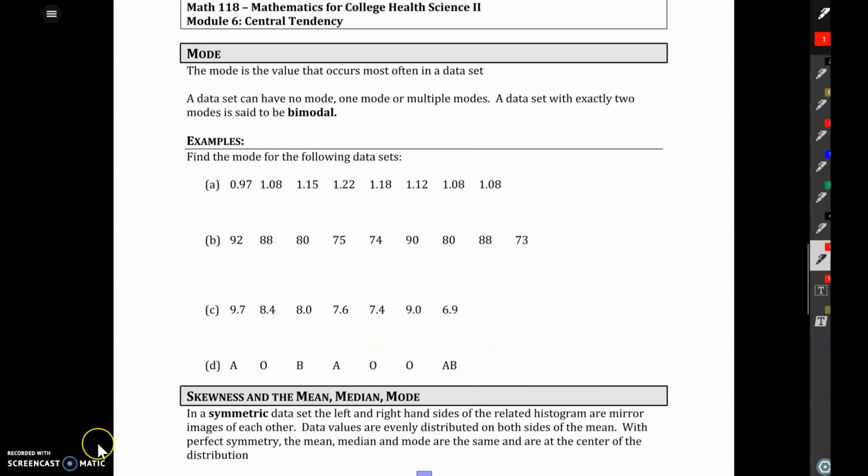Great job. So the last measure we want to talk about is mode. So mode is a measure of central tendency that just looks at the value that occurs most often in a data set. Sets can have no mode, one mode, or they can have multiple modes.